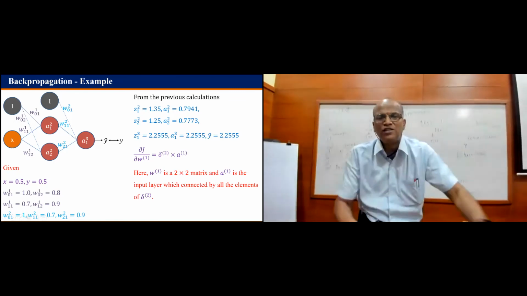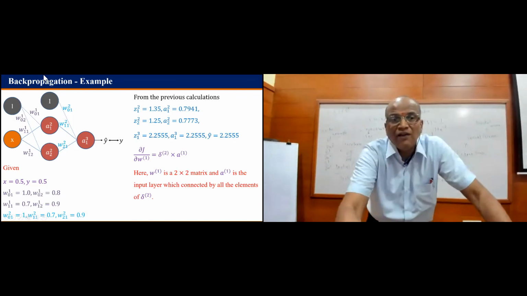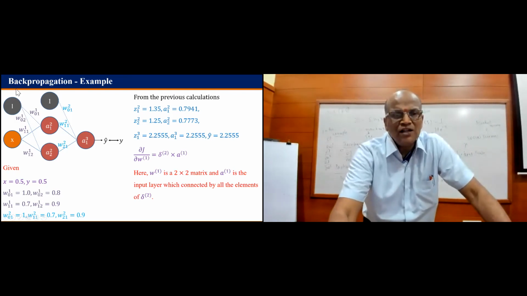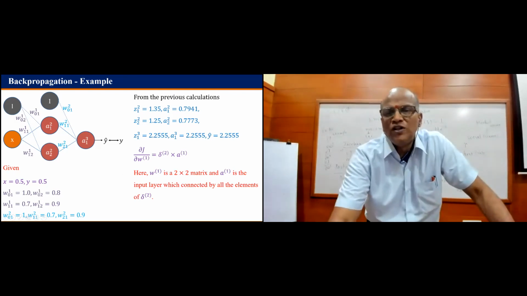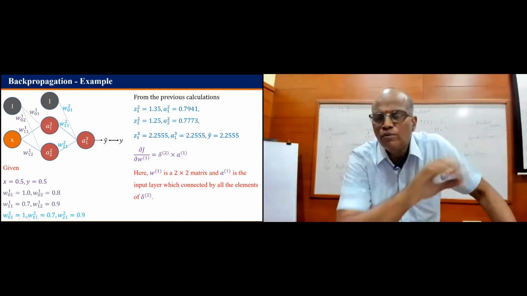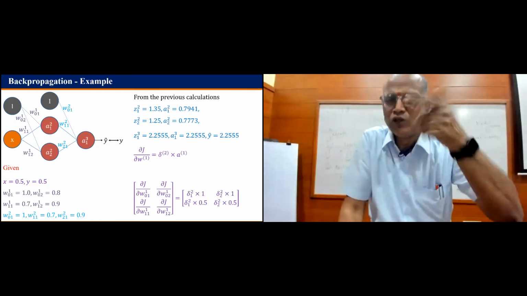Since W1 is a 2 by 2 matrix and A is the input layer which is connected by, A is also having A1. Okay. A1 is this layer. A1 is a column vector 1 by 2. So this will be 2 by 2 into 1 by 2. Finally, it will become a 2 by 2. Let's see that. Now, so dou J by dou W1 is a 2 by 2.